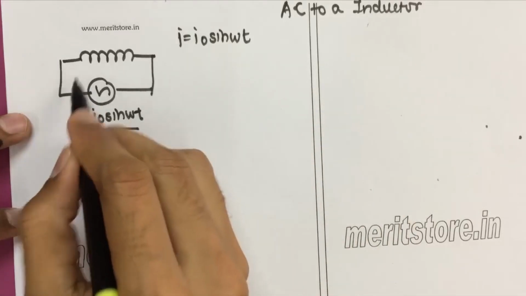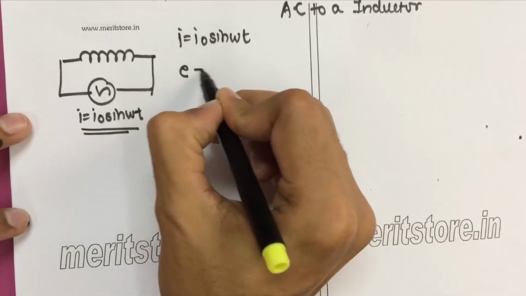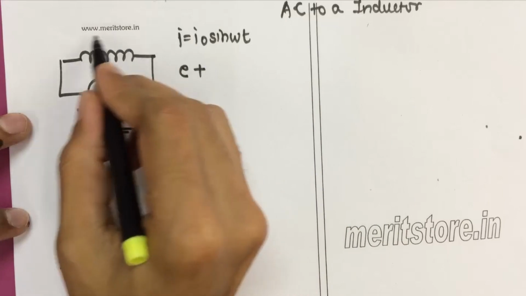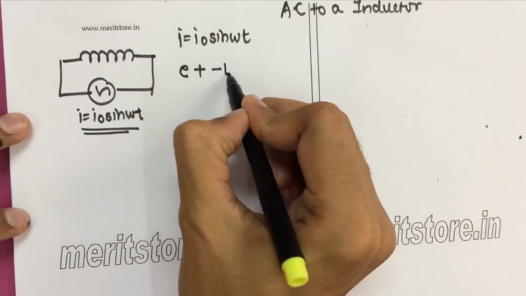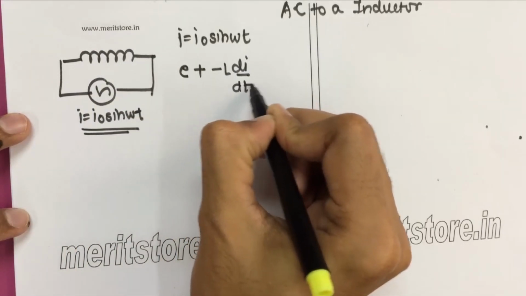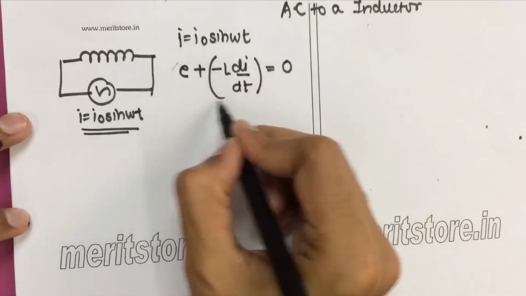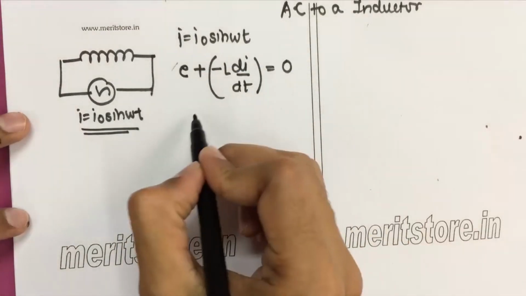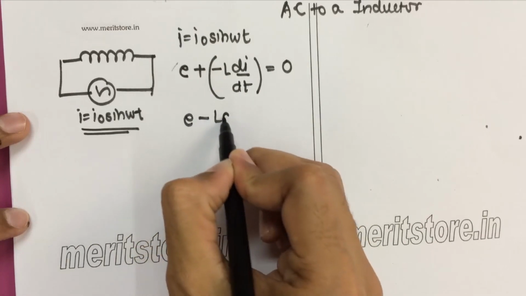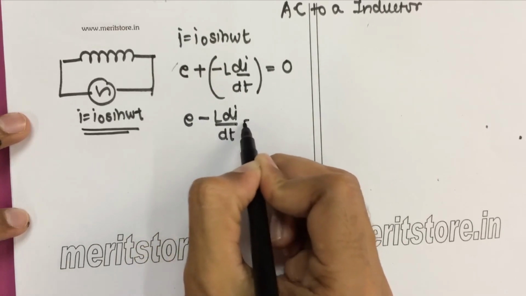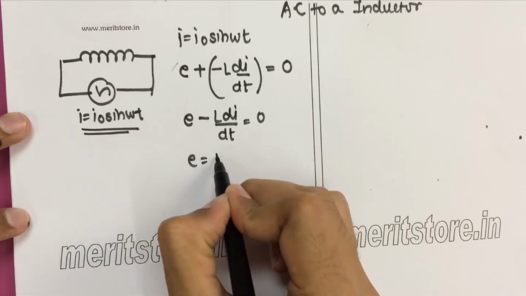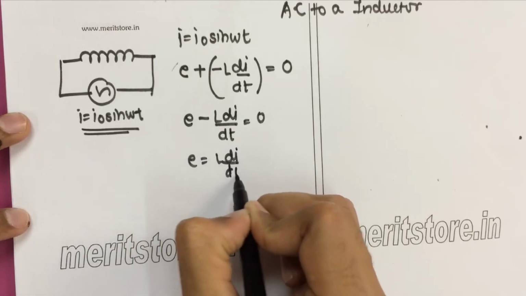Now there is an E which we are applying, and there is the self-induced EMF produced by this coil, which is given by minus L di by dt. The total EMF inside the circuit is equal to 0. So if you solve this, you get E minus L di by dt equals 0, so E becomes equal to L di by dt.